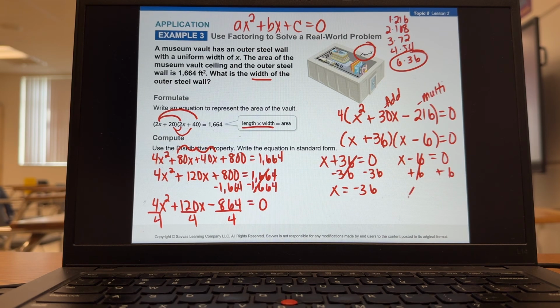Now in a lot of these word problems, you are going to be getting two answers, but you're talking about the width of an outer steel wall, something that does exist, and if you measure that, you're never going to get a negative answer. So this negative answer, we can just rule it out. So the only possible answer for this would be a 6. So the width of the outer steel wall would end up being 6 feet, would be my answer for this problem, because a width cannot be negative.